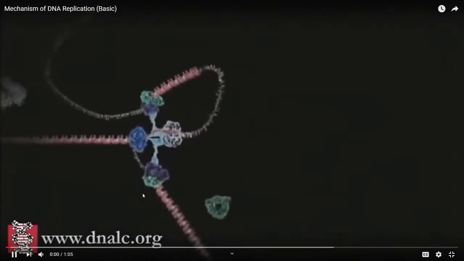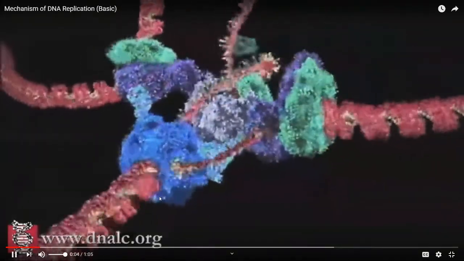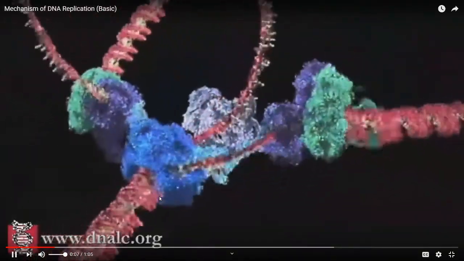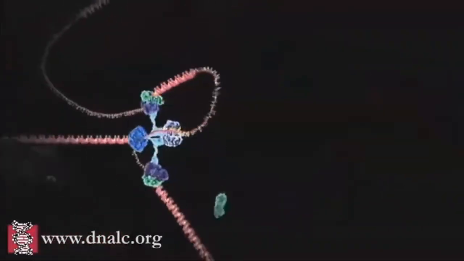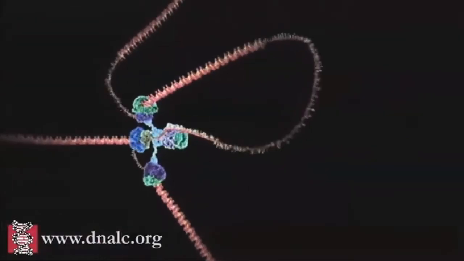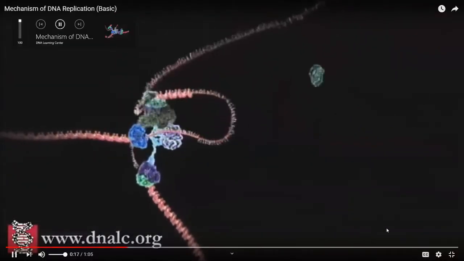Basically, this is what DNALC.org has created. It's like a model of DNA. Based on molecular research, we are now able to see how DNA is actually copied in living cells. You are looking at an assembly line of amazing miniature biochemical machines that are pulling apart the DNA double helix.